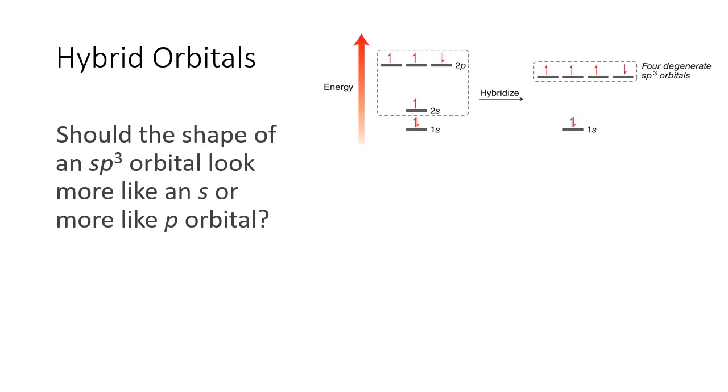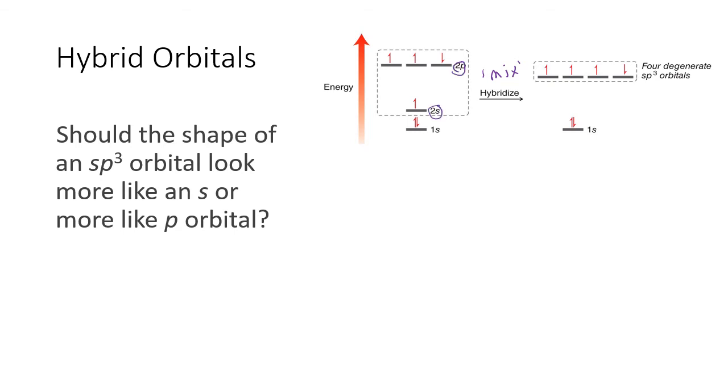And what should the shape of an sp3 hybrid orbital look like? Do you think it would look more like an s orbital, which is a sphere, or more like a p orbital, which we said was a dumbbell? When we think about what we're throwing into the mix when we hybridize, we have a larger contribution from the p than we do from the s.